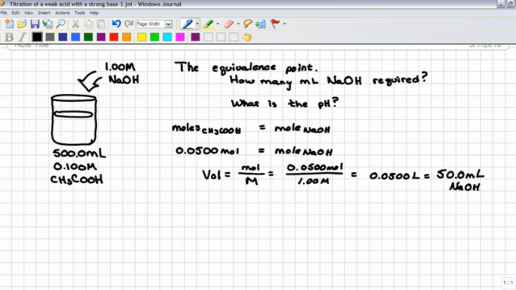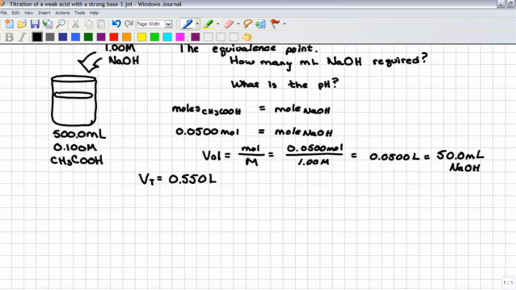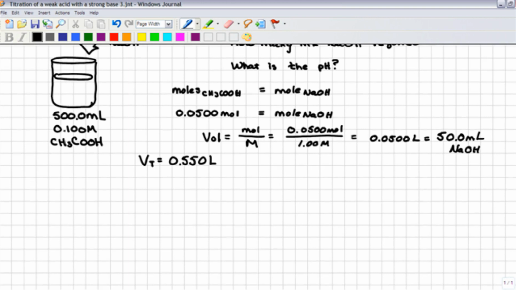In doing so, we'll have provided just the same number of moles of sodium hydroxide as there were original acetic acids, and the two will completely neutralize each other, as is the definition of the equivalence point. Another thing to keep track of here, too, as we'll soon be doing some ICE problems, is that the total volume now is actually equal to not 500 milliliters, but 550 milliliters, or 0.550 liters, so something good to keep in mind.